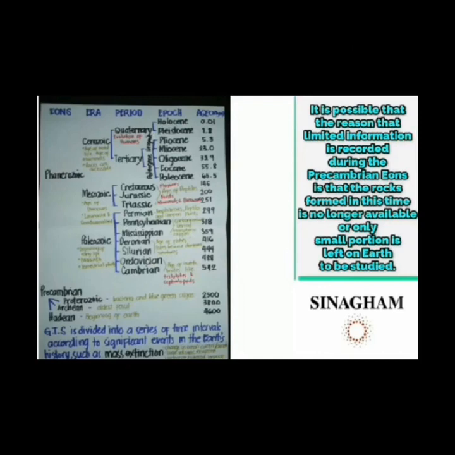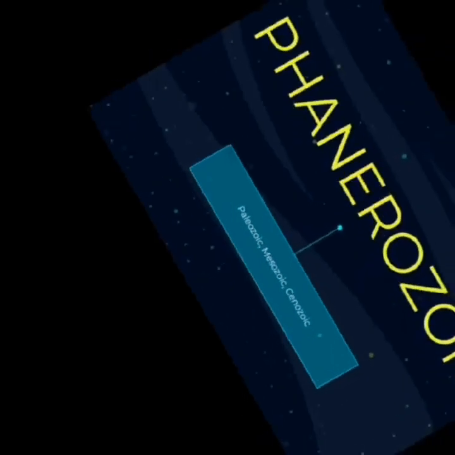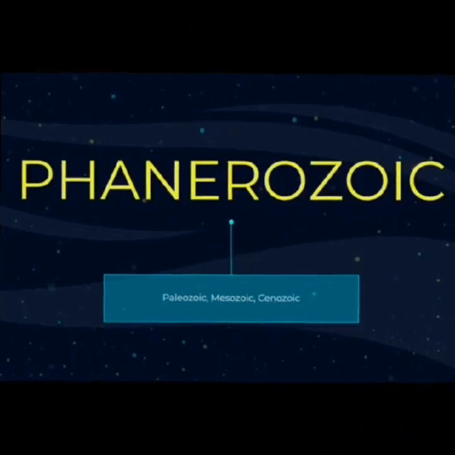It is possible that the reason limited information is recorded during the Precambrian eons is that the rocks formed at this time are no longer available, or only a small portion is left on the earth to be studied. Ang Phanerozoic, even if maiksi sa Precambrian, doon na nangyari ang mas madaming events. This relates to the formation of the earth and existence of living organisms. So the Phanerozoic is divided into three, the Paleozoic, Mesozoic, and Cenozoic.